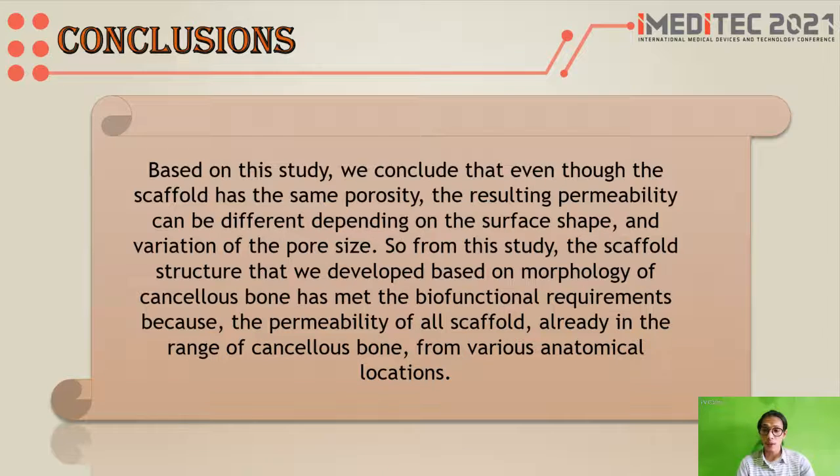Based on this study, we conclude that even if scaffolds have the same porosity, the resulting permeability can differ depending on the surface shape and the variation of the pore size. So, from this study, the scaffold structure that we developed based on the morphology of cancellous bone has met the biofunctional requirement because the permeability of all scaffolds is already in the range of cancellous bone from various anatomic locations.